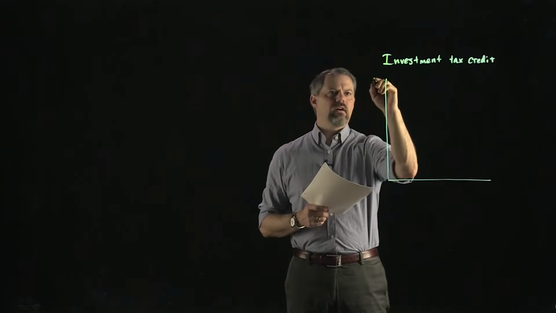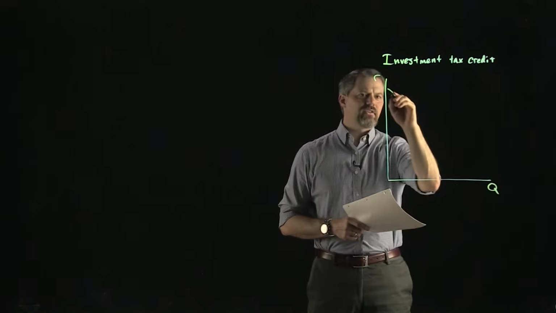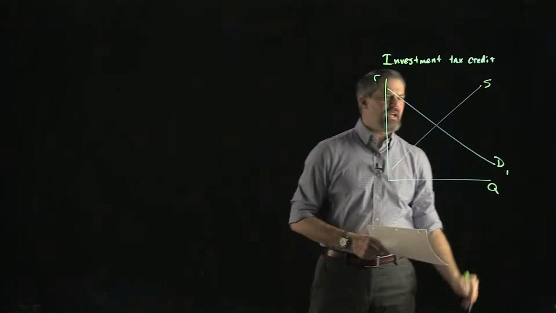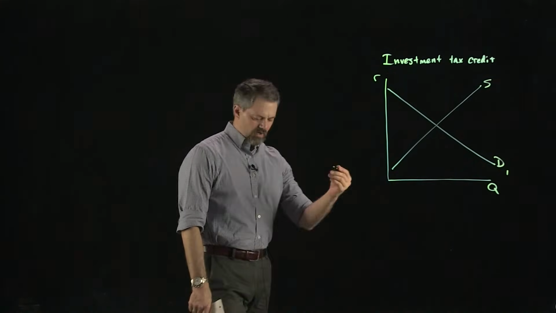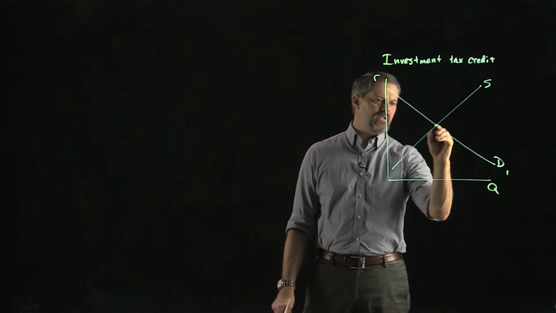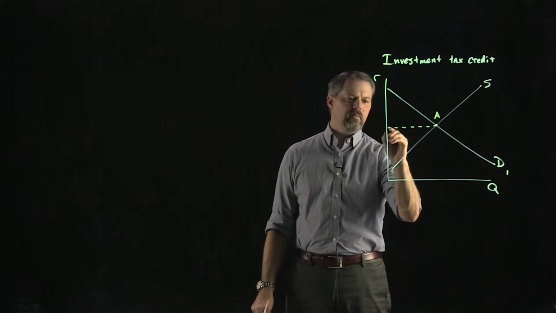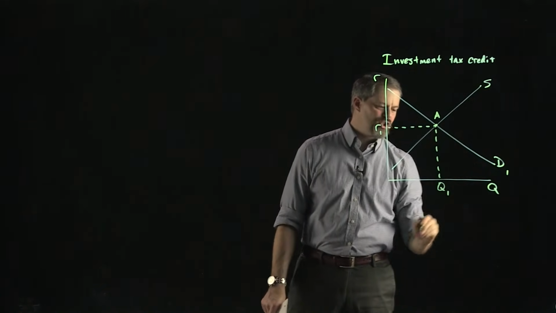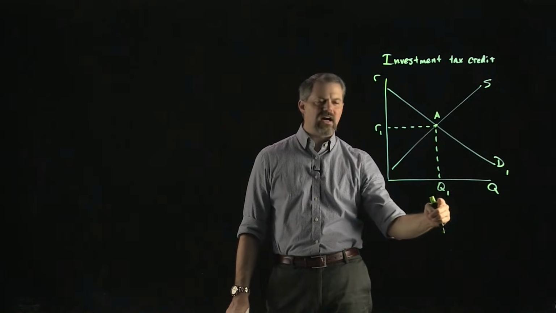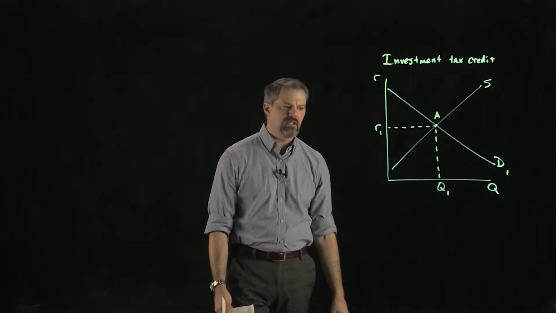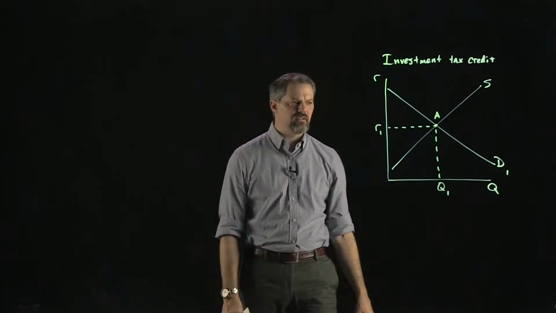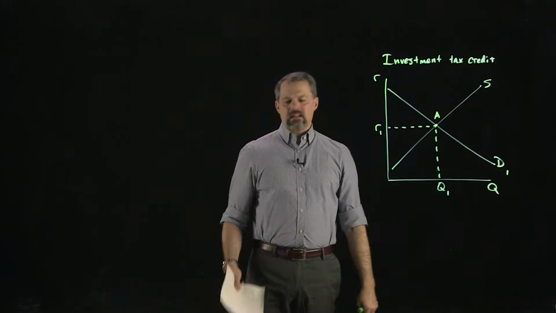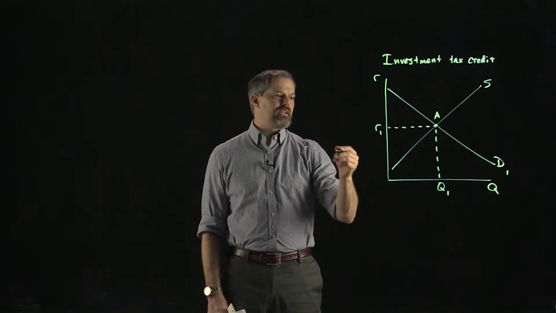Let's start with our demand and supply curve. Now we're going to be changing demand, so I'm going to call that D1. Our initial equilibrium is going to be right here at point A. Initial interest rate R1 and initial quantity Q1. Remember, that's the number of dollars saved and invested in the economy, the amount of saving and investment that is taking place. So now if we start there at point A, and now let's have our investment tax credit.